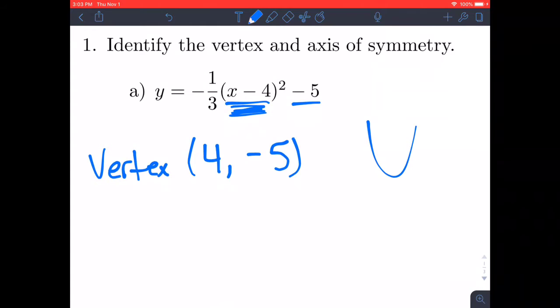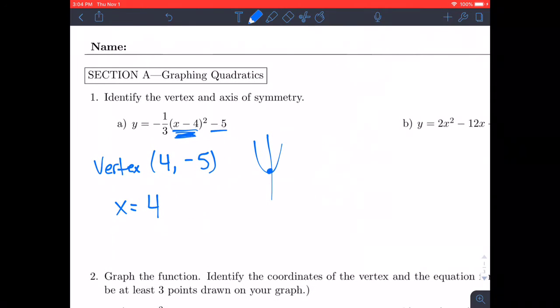And on any parabola, the axis of symmetry is through our vertex. So it's a vertical line at that x coordinate, so our axis of symmetry is x equals 4. Okay, so whatever the x coordinate of our vertex is, your axis of symmetry should be the same thing.